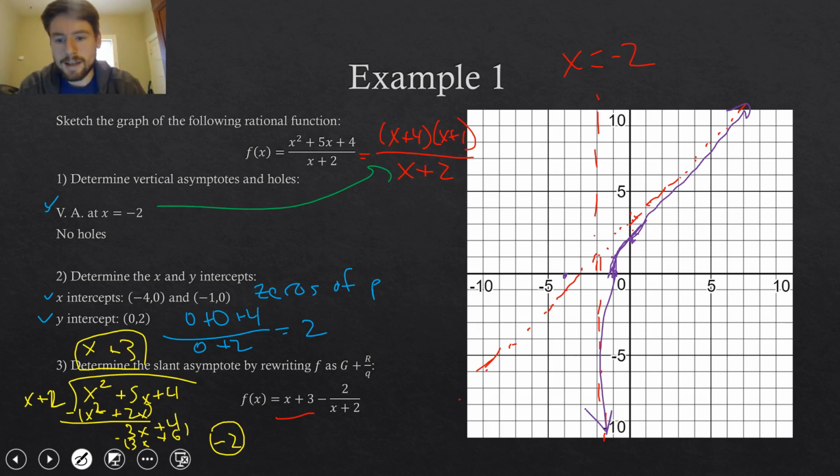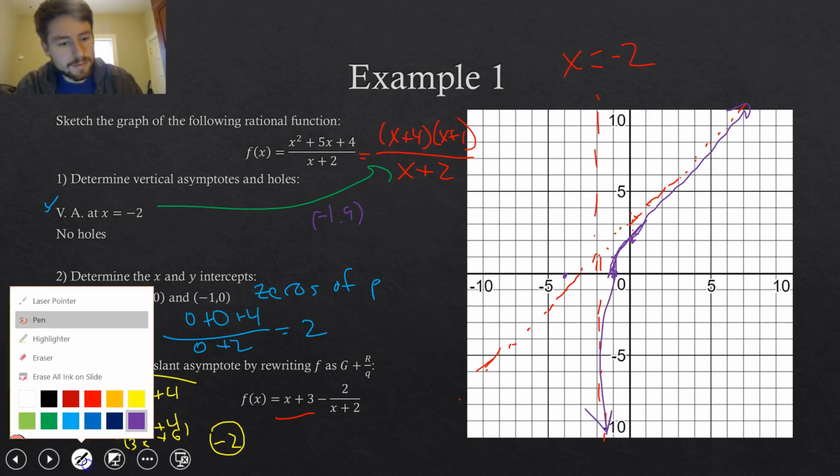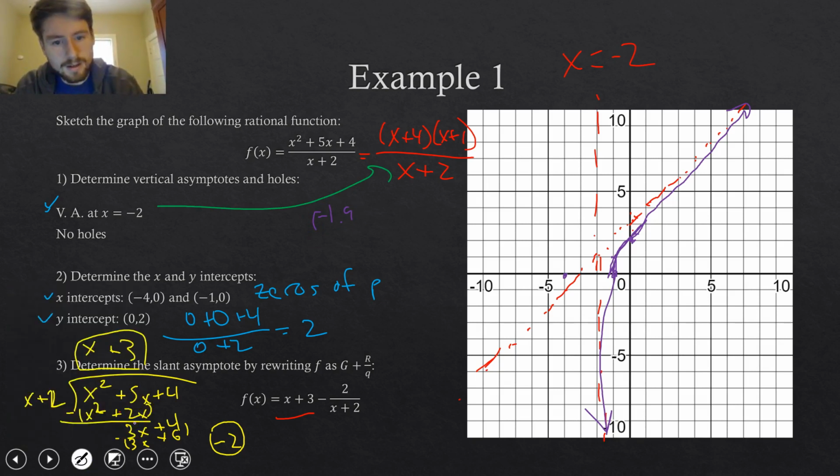So we're going to look at negative 1.9. If we plug negative 1.9 in, we're going to get negative 1.9 plus 4, negative 1.9 plus 1, negative 1.9 plus 2. If we take a look at each of these values, negative 1.9 plus 4 is plus. Negative 1.9 plus 1 is minus. Negative 1.9 plus 2 is plus. So we have overall a negative.